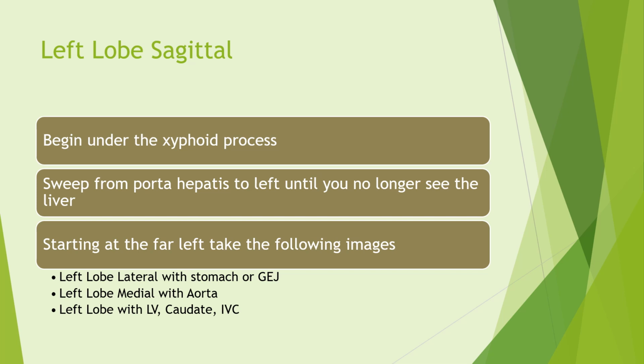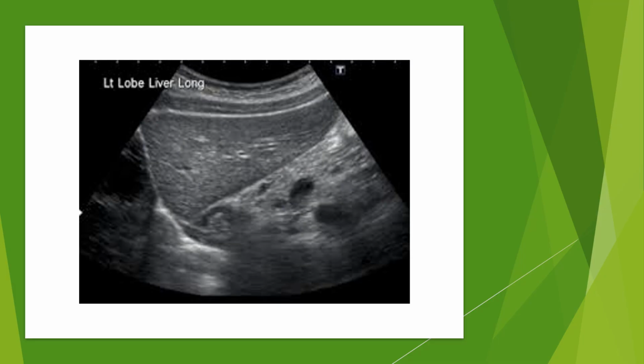A left lobe lateral using the stomach or the gastroesophageal junction or the gastroduodenal junction as your landmarks. The next one is going to be medial with the aorta in the picture, and the last picture is going to be more medial even than the aorta, so to the right of the aorta, including the left lobe, the caudate lobe, and the IVC. It should look something like this.